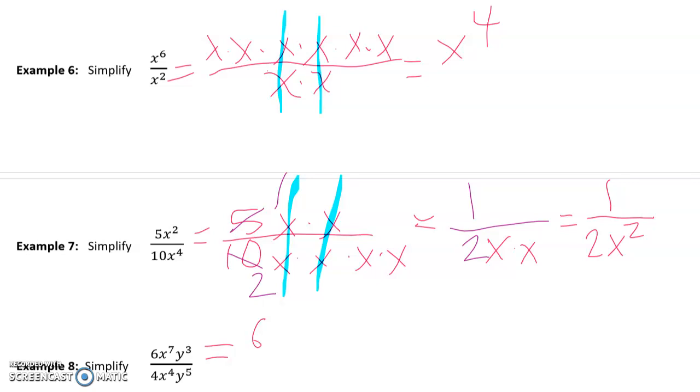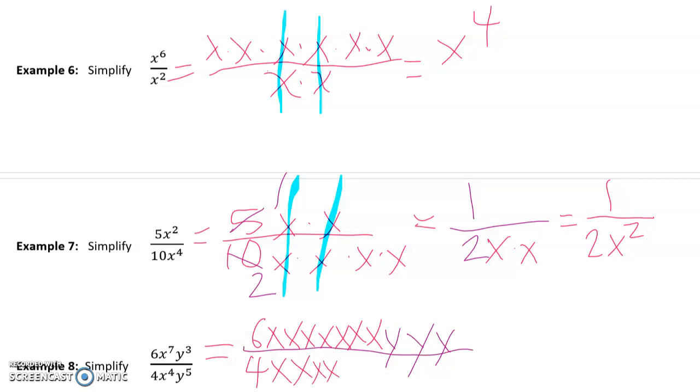All right, we would have 6. 1, 2, 3, 4, 5, 6, 7, and then 2 y's. 1, 2, 3. Oops, 3 of them. Okay. All over. Now on the bottom we would have 4. 1, 2, 3, 4. And then 5 y's. 1, 2, 3, 4, 5. What do we end up with?